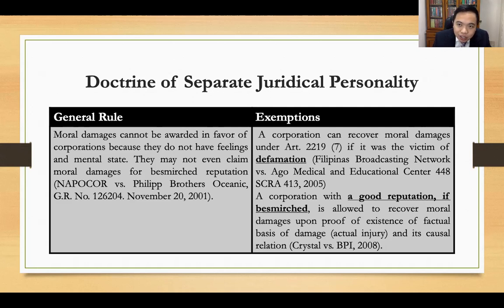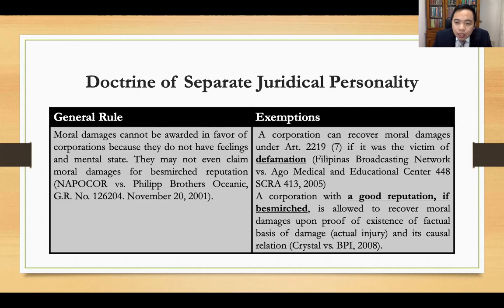Bakit di humingi ng danyos ang korporasyon? Wala naman siyang pakiramdam. Wala naman siyang feelings. Hindi naman pwedeng mag-claim ang corporation that the corporation suffered besmirched reputation. Or hindi siya makatulog. Eh, hindi naman tao yan, di ba? So, walang moral damages.